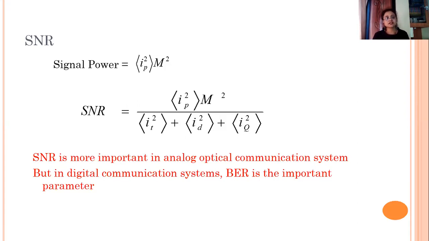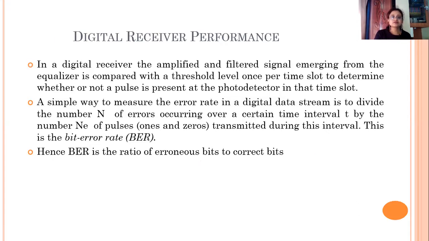But if it is a digital optical receiver, instead of signal to noise ratio, we consider the bit error rate. Now bit error rate, you might also know from digital communication, tells out of the received bits how many bits have gone into error. So bit error rate is very important in a digital communication system, hence in a digital optical system. So we will now see the performance of a digital optical receiver with respect to the bit error rate, not signal to noise ratio.